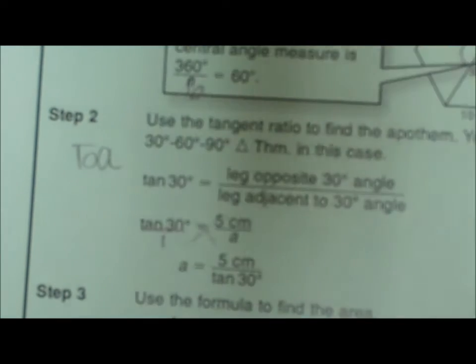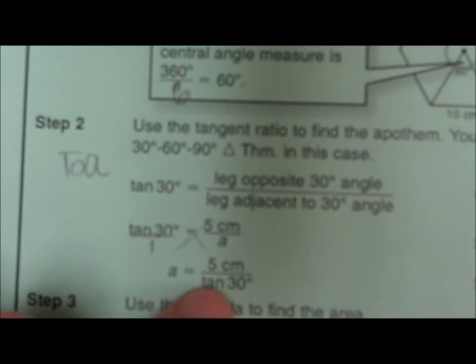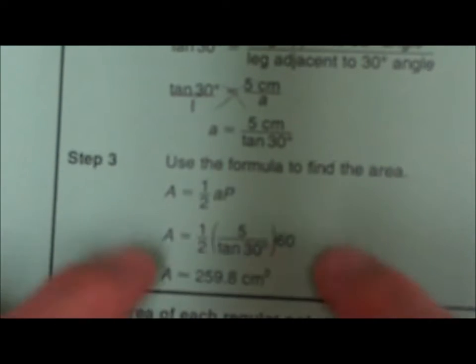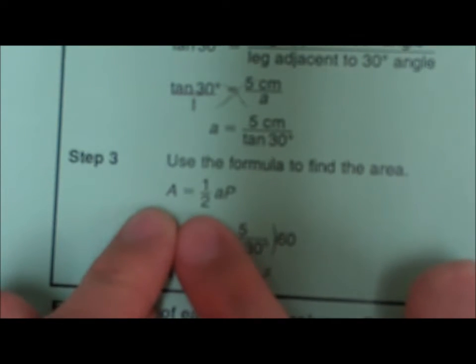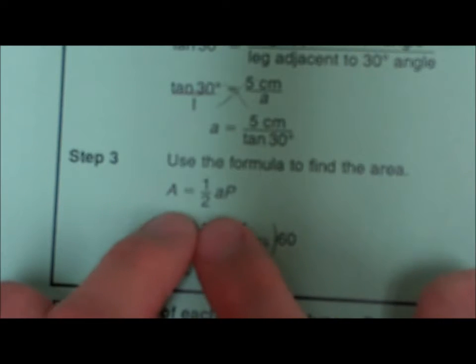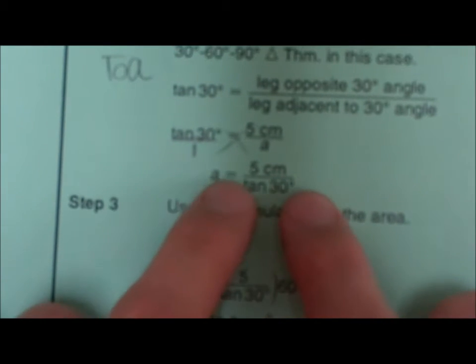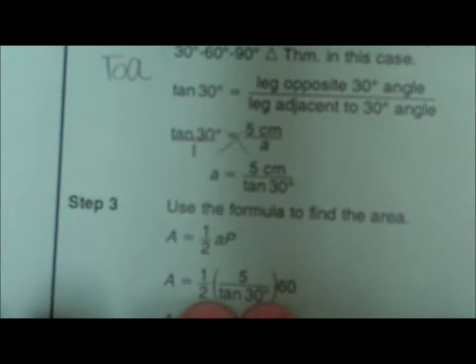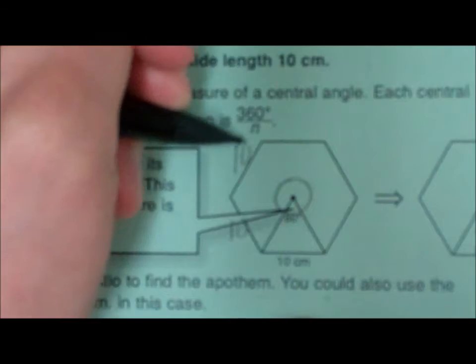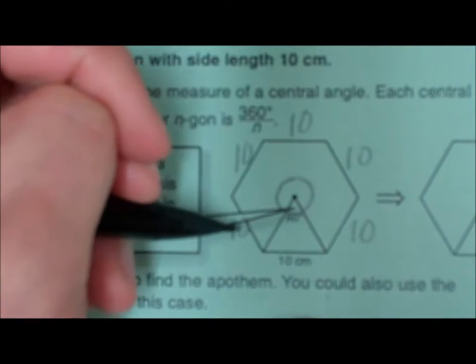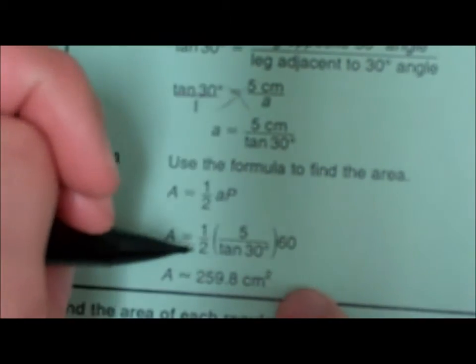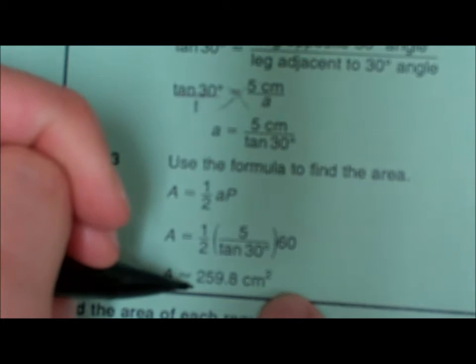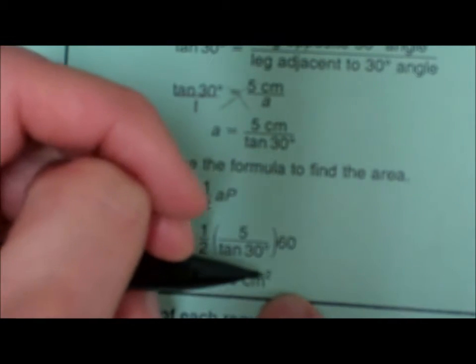Okay, once you know that, you can enter that into the calculator, or you could carry it down to the third step, which is plugging into the equation. A equals 1/2 AP. A equals 1/2 our apothem, which is what we just solved for, 5 over tan of 30 degrees, times P, which is the perimeter. So in this regular polygon, remember all sides are equal, so all of these are going to be 10, meaning that's 10, 20, 30, 40, 50, 60. So the perimeter is 60. Put this into the calculator and you get approximately 259.8 centimeters squared.